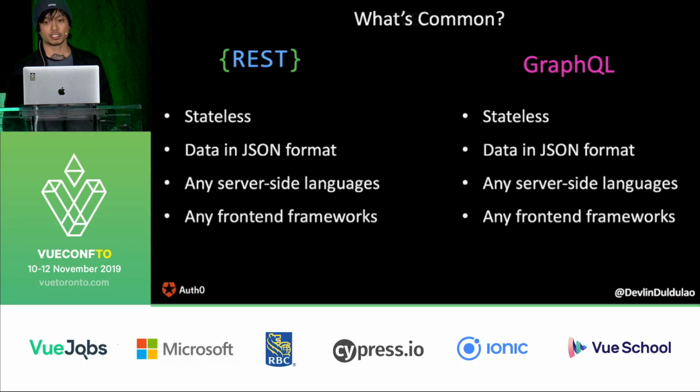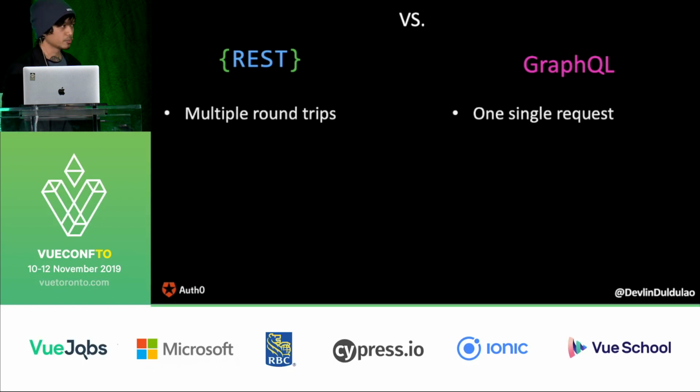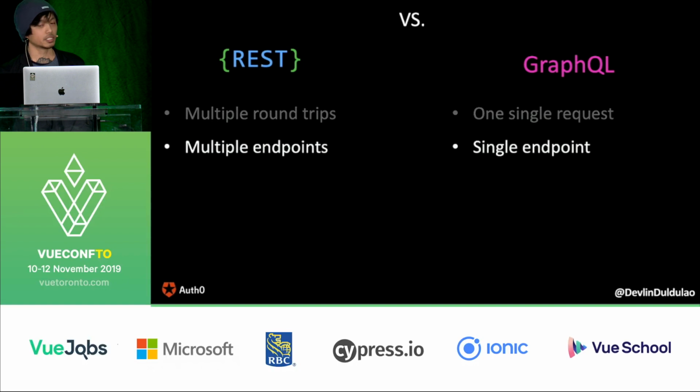Now let's see what are the differences between the two. First, REST has multiple round trips to collect the information from multiple resources, whereas in GraphQL, it has one single request to collect the information by aggregation of data. Next, multiple endpoints in REST. In GraphQL, it is a single endpoint. This makes GraphQL more maintainable and more user-friendly.